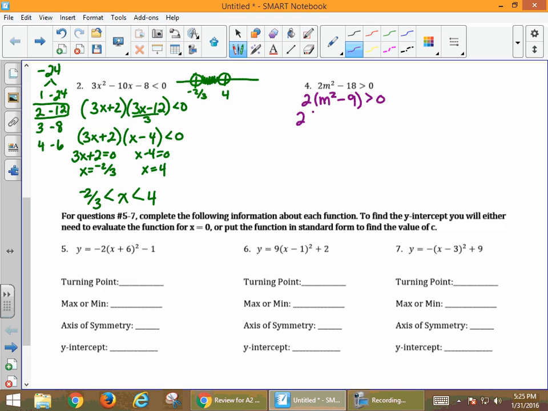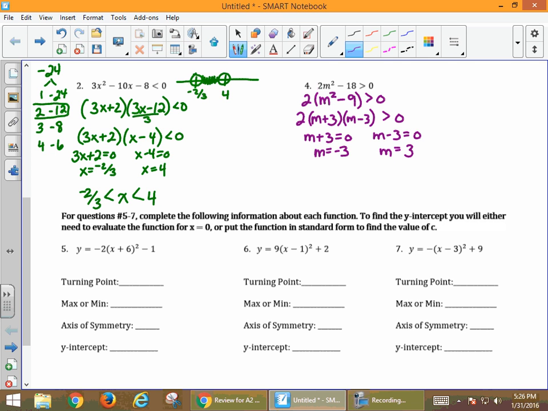It factors as the square root of m squared, the square root of 9. One gets a plus, one gets a minus. The square root of 9 is 3. Set the factors equal to 0. M plus 3 equals 0 means m is negative 3. M minus 3 equals 0 means m is equal to positive 3.